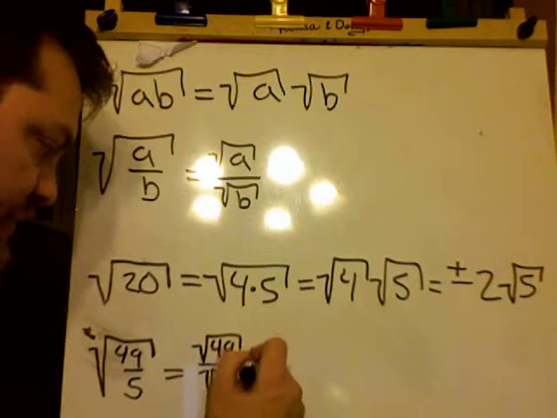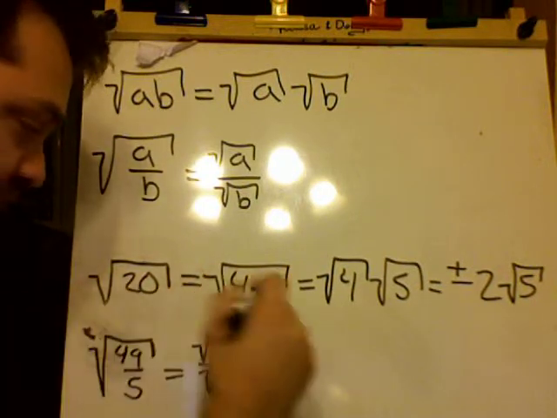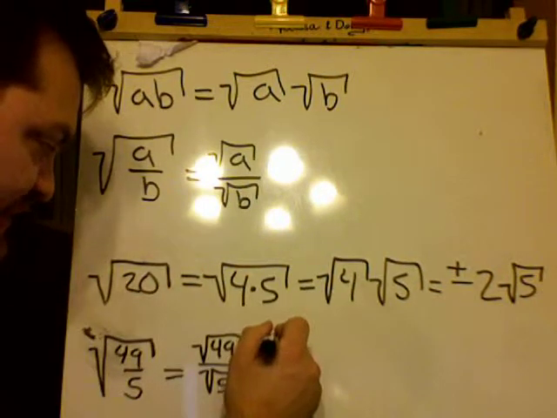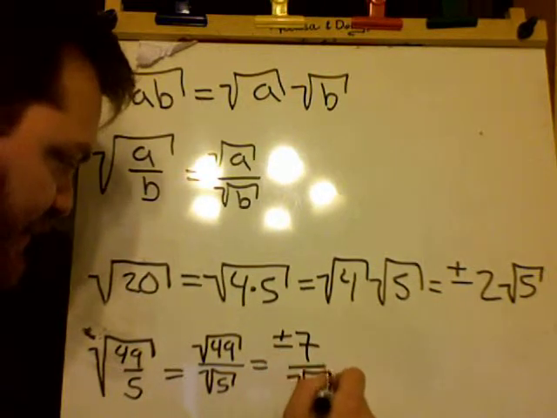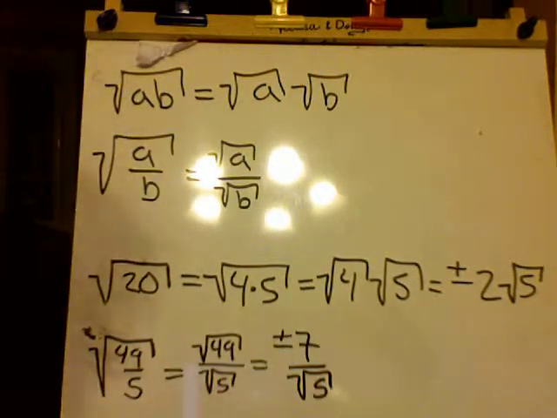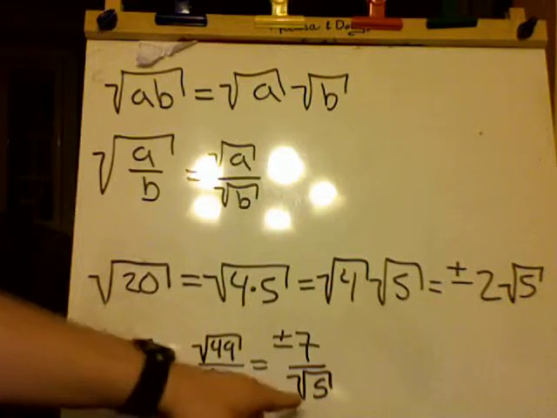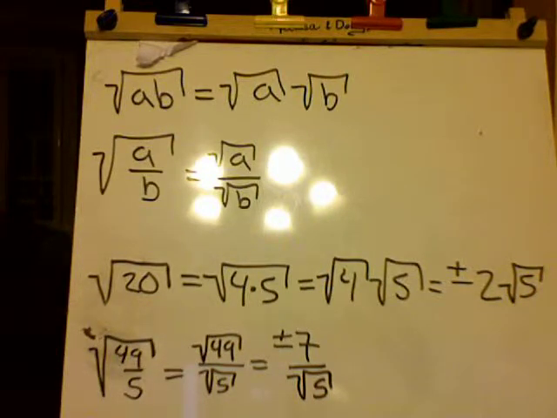Which could be rewritten as, well, what's the square root of 49? Please don't say 7, say plus or minus 7 over the square root of 5. Okay, now some of us might think we're done all of a sudden. Well, we don't like to have roots, okay, down in the denominator. So what we're going to do is we're going to get rid of that root.